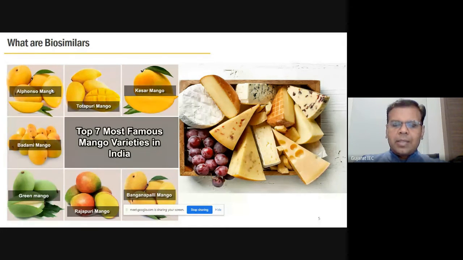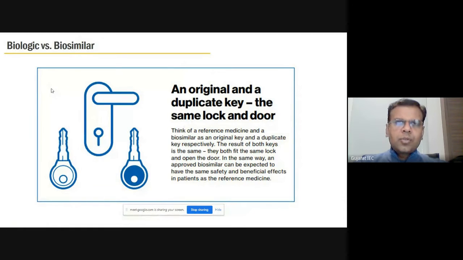On the same lines, we have biosimilars. They are almost the same as the innovator molecule available in the market, and they produce almost similar actions. As an analogy, there is a lock, a disease. You have an original key which helps you open this lock, and then you try to duplicate the original key. Even if you try, you will not be able to completely duplicate the original key, because that's the original.